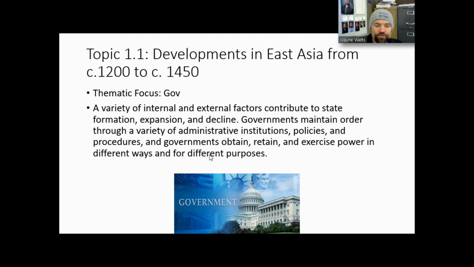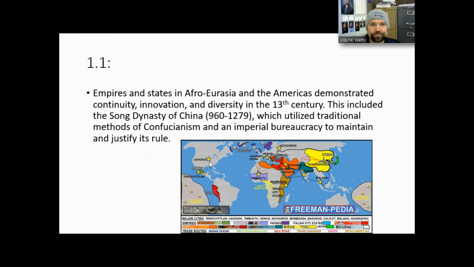So key concept 1.1 is going to take us to the theme of governance, which is theme 3 for AP World. Empires and states in Afro-Eurasia and the Americas demonstrated remarkable continuity, innovation, and diversity in the 13th century. This included the Sung Dynasty of China, which was seeing its height from 960 to 1279, which utilized traditional methods of Confucianism and an imperial bureaucracy to maintain and to justify its rule.